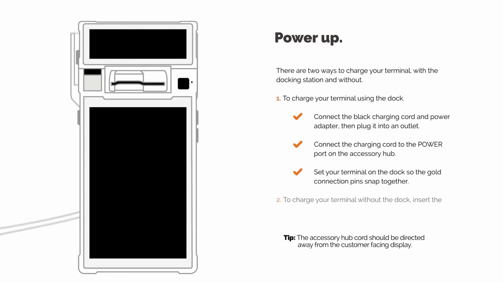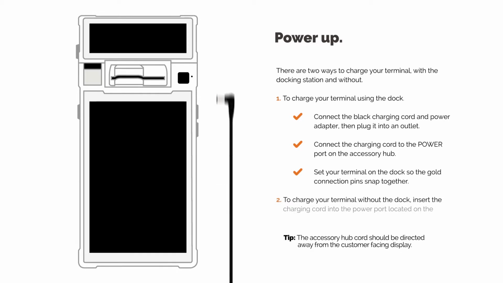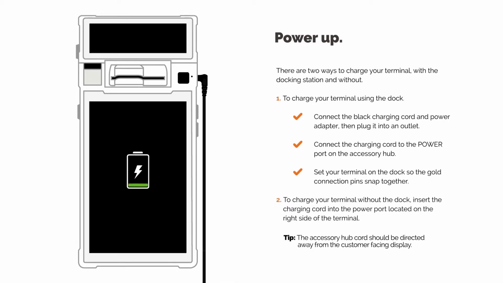To charge your terminal without the dock, insert the charging cord into the power port located on the right side of the terminal. Press and hold the power button on the left side of the terminal to turn it on.